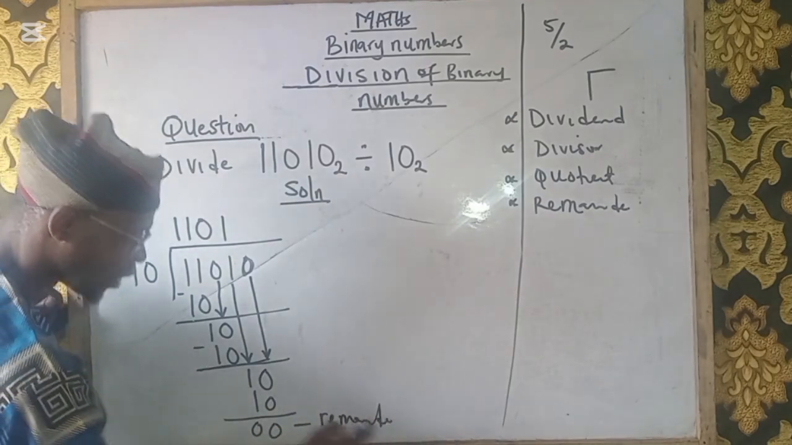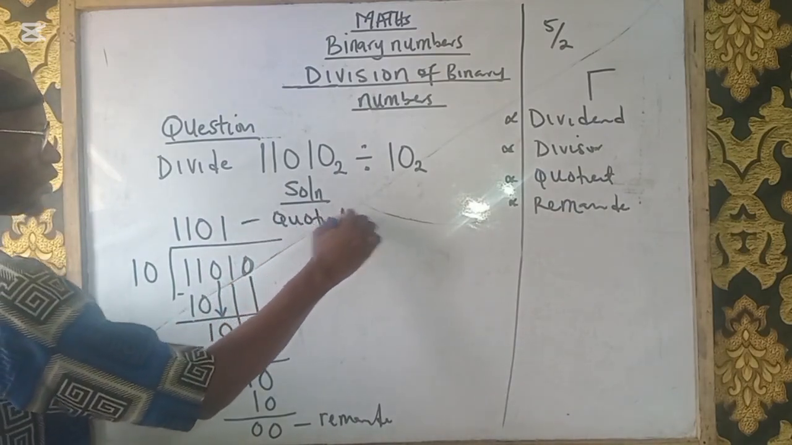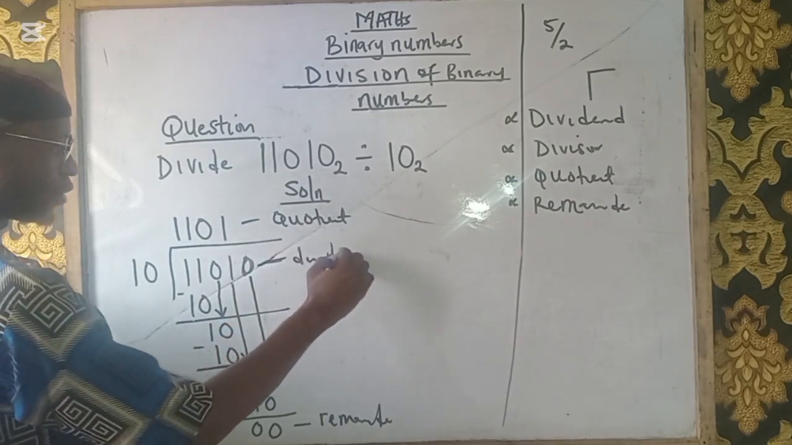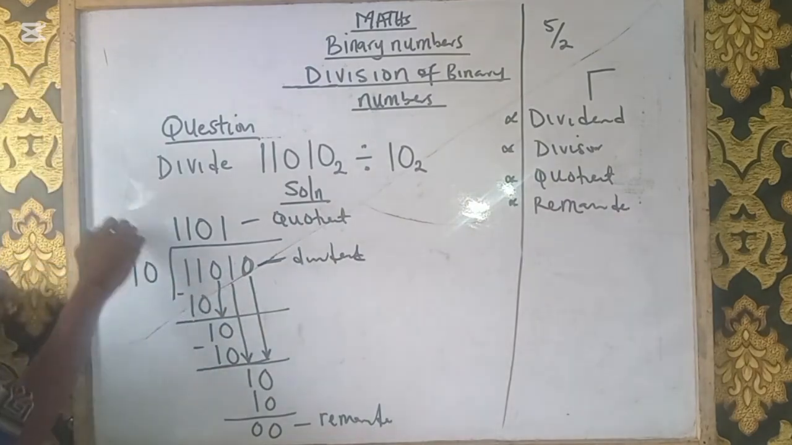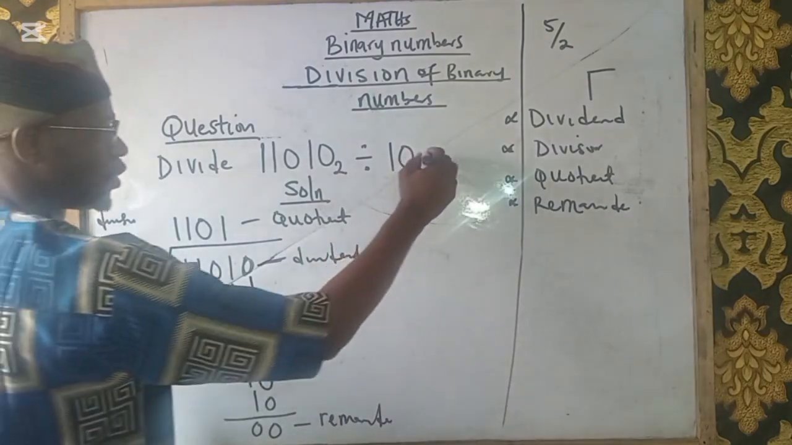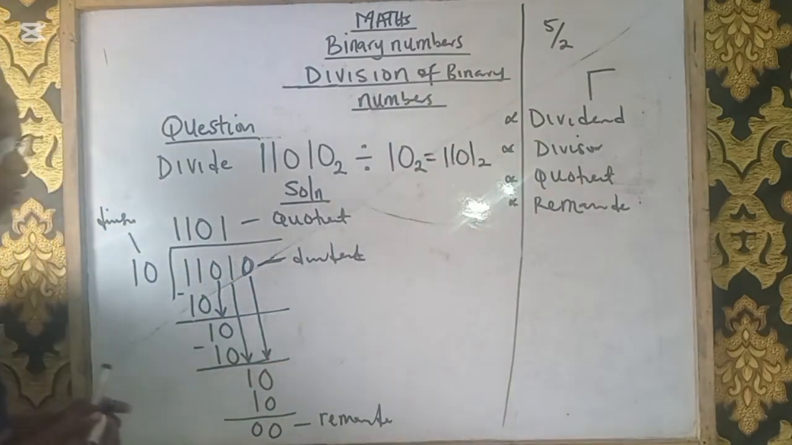Based on what I've explained before, the remainder is below. This is the quotient, which is the one we are interested in. And don't forget, this is the dividend and this is our divisor. Please take note of that; it's very, very important. So the answer to this problem is simply 1101 in base 2.